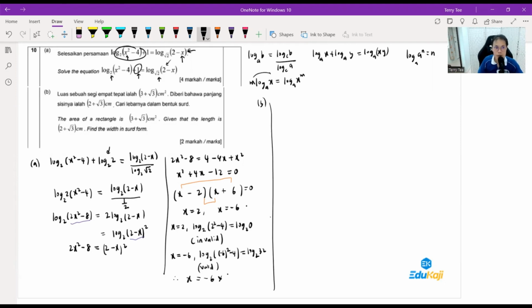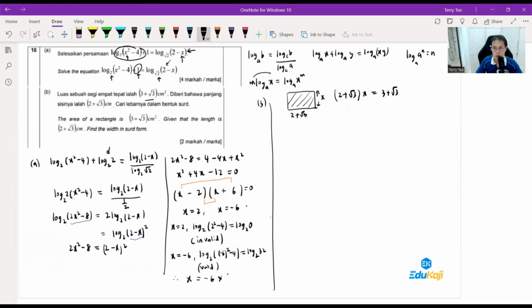Okay, second one, part B. We have the area of a rectangle is 3 plus square root 3. Given that the length is 2 plus square root 3, find the width in surd form. So this is your length, 2 plus square root 3. The width, I don't know, I call it x. And this area is 3 plus square root 3. So we know length times breadth gives us the area, 3 plus square root 3.